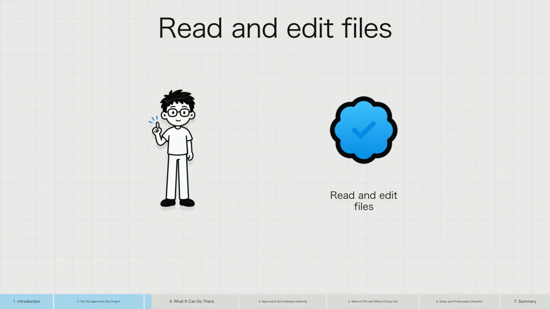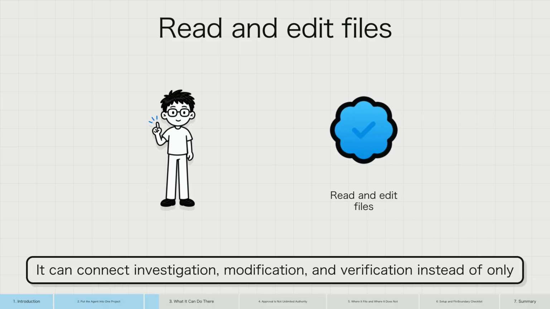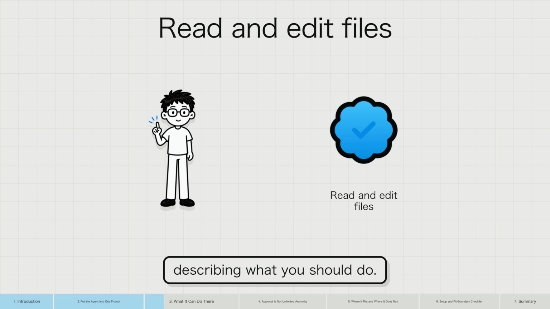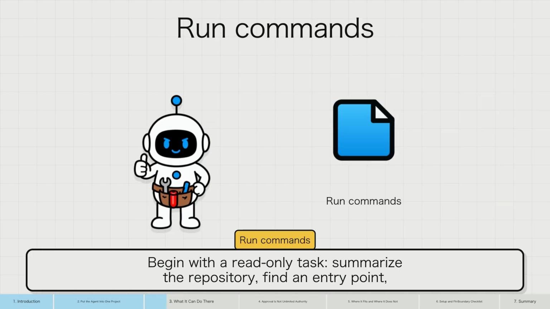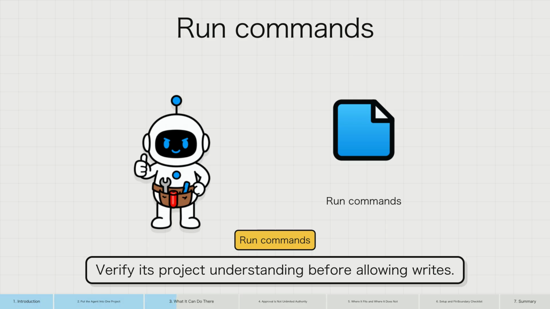The official guide says the agent can read and edit workspace files, run commands, delegate work, and maintain plans. It can connect investigation, modification, and verification instead of only describing what you should do. Begin with a read-only task, summarize the repository, find an entry point, list important packages, or explain where a setting takes effect. Verify its project understanding before allowing writes.